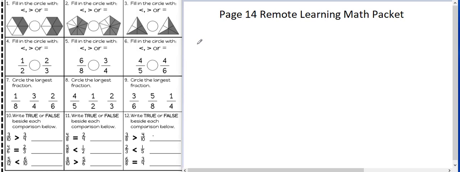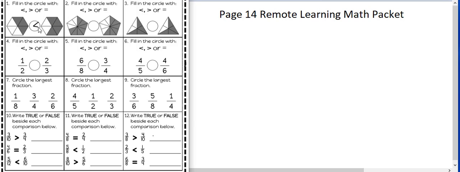All right, here we are with page 14 of the Remote Learning Math Packet, working with comparing fractions. Number one, fill the circle in with less than, greater than, or equal to. Here, it's cut into the same number of pieces, 1, 2, 3, 4, 5, 6, 1, 2, 3, 4, 5, 6. And here, 3 of them are shaded in, here 4 of them are shaded in, so that one would be greater.